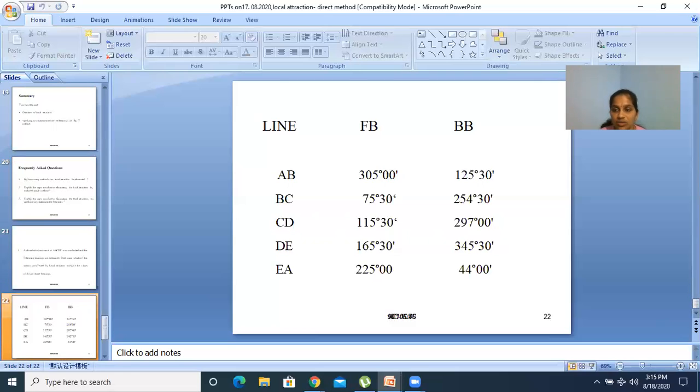By taking these lines, you can apply the correction if any stations are affected by local attraction. How can you do it? First of all, you have to compare the back bearing and fore bearing of the lines. If any line has a fore bearing and back bearing difference of exactly 180 degrees, then you can take the correct bearings of that line and apply the correction at the affected lines. Likewise, you can apply the correction. Is it okay to you?